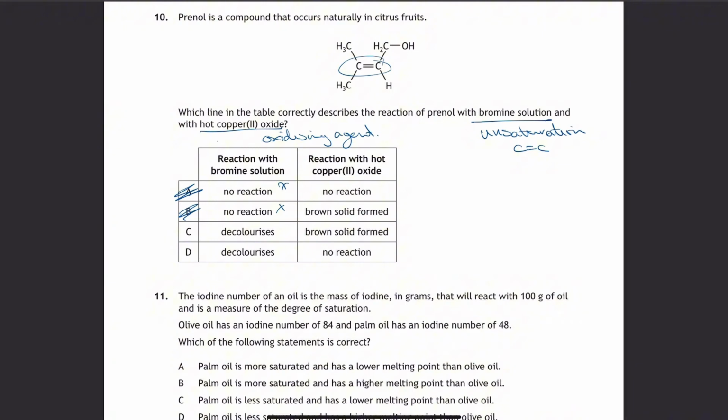And then for the oxidation, here we've got the hydroxyl group. It's on a carbon that's bonded to one other carbon, so that would be a primary, which means you can oxidize it. So it would react with the hot copper oxide and you would get the brown solid forming.